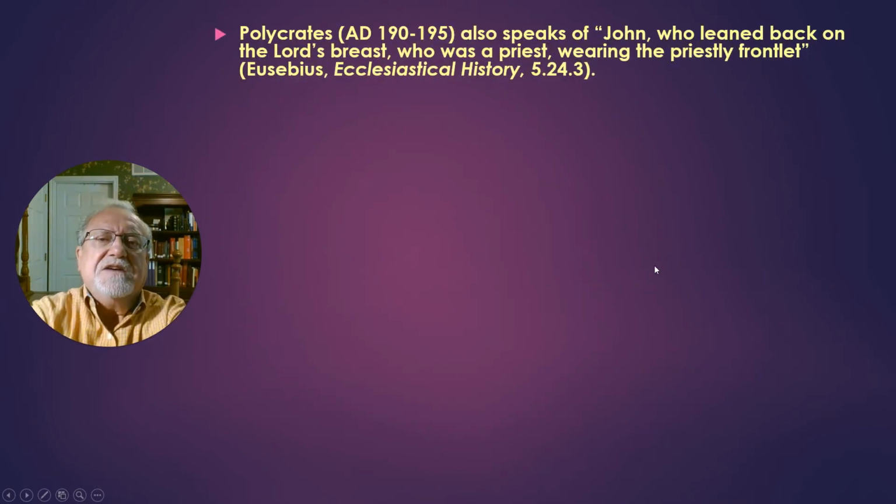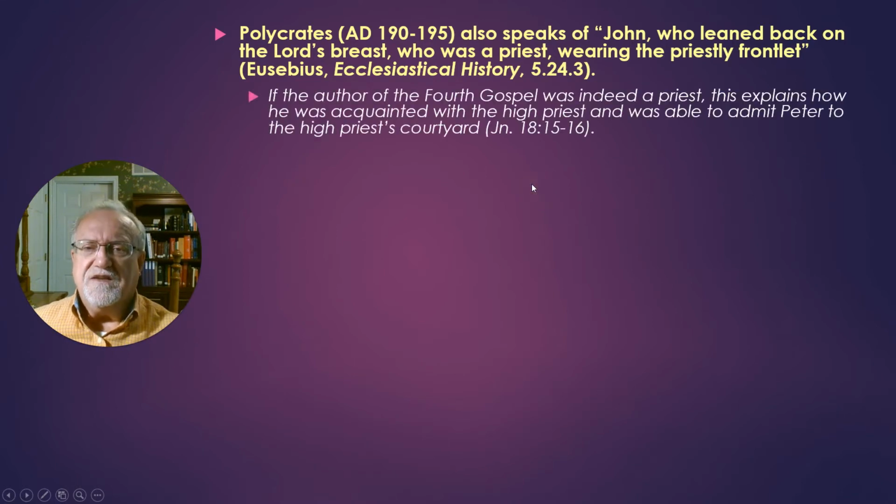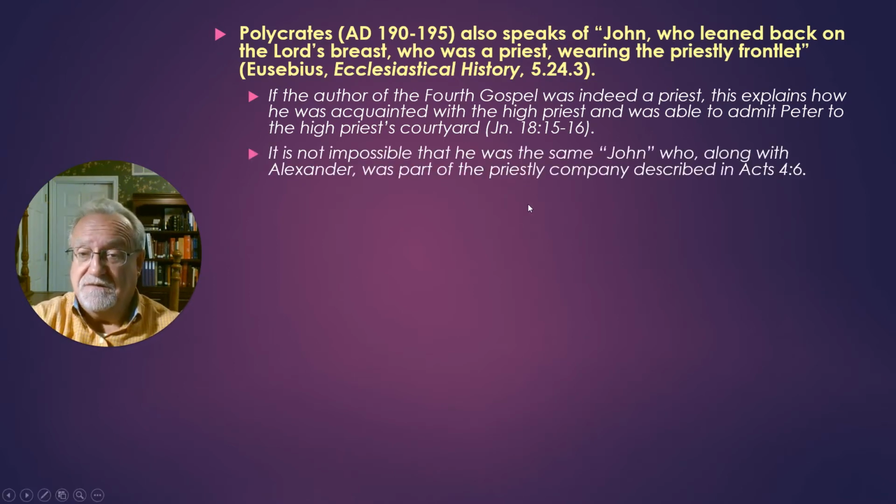Now, by the time you get near the end of the 2nd century, Polycrates is going to speak of John who leaned back on the Lord's breast, but then he's going to describe him as a priest wearing the priestly ephod or the frontlet. This is also recorded in Eusebius' Ecclesiastical History. So if John was a priest, that explains, first of all, the situation in John 18 where he's acquainted with the high priest. It would be natural for a priest to know the high priest. And of course, as the story tells us, he's able to admit Peter into the high priest's courtyard. So that would make sense of that.